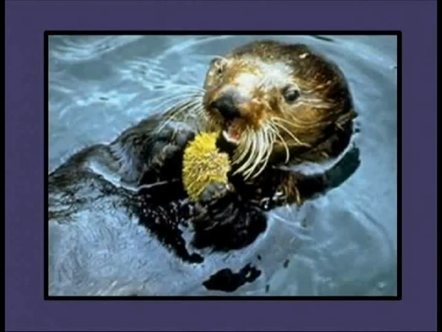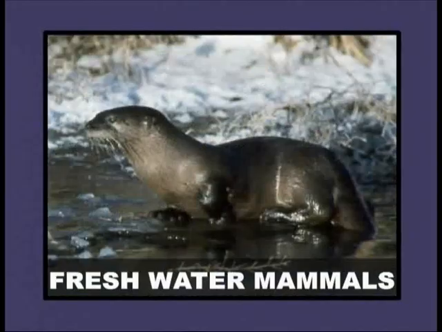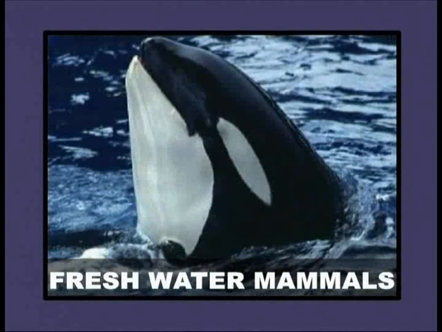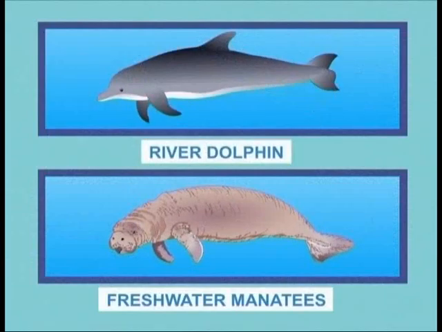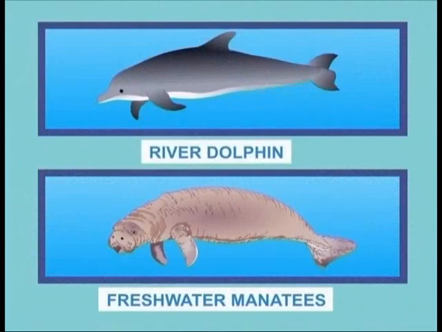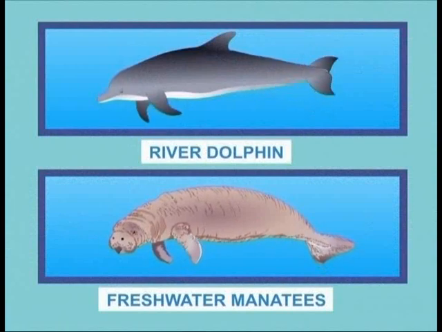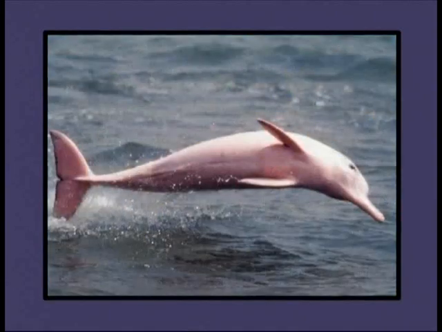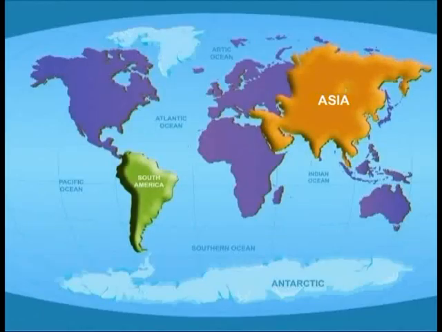A variety of species of mammals have also returned to the watery way of life. These aquatic and air-breathing freshwater mammals have descended from sea mammals like the river dolphins and the freshwater manatees of the Amazon. The 5 species of river dolphins have made the great river systems of Asia and South America their home.